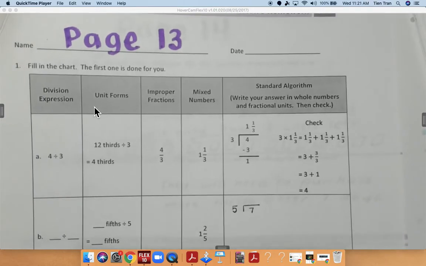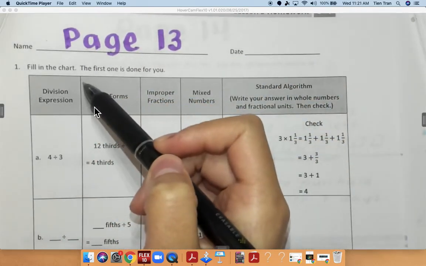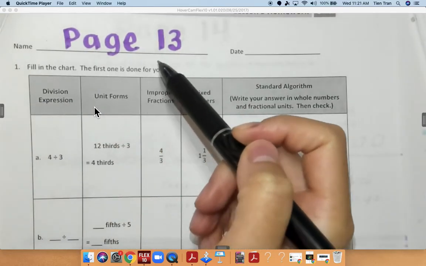We are on page 13. Make sure you're on the correct page. For the first question, it says right here, fill in the chart. The first one is done for you.